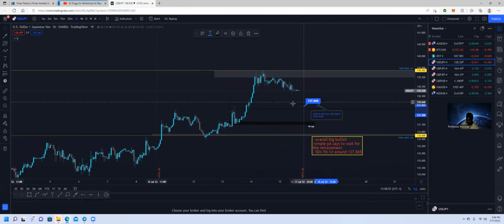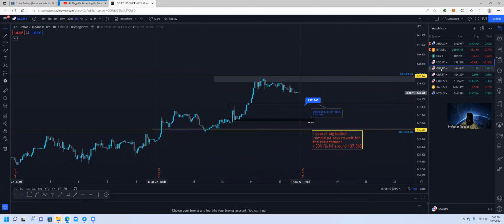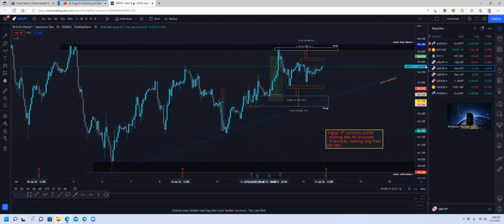If it pulls back into this area, it could give you a potential buy setup, potentially right back into the highs. And if it continues higher, then there you go, buddy, you get your Scooby-Doo. Switching over to GJ.